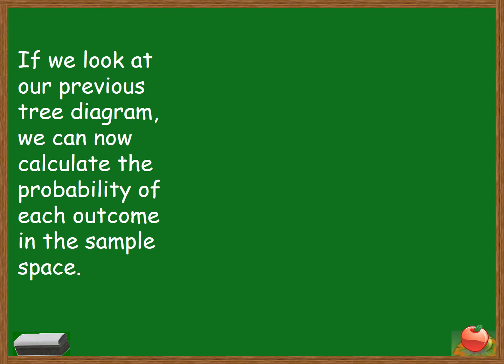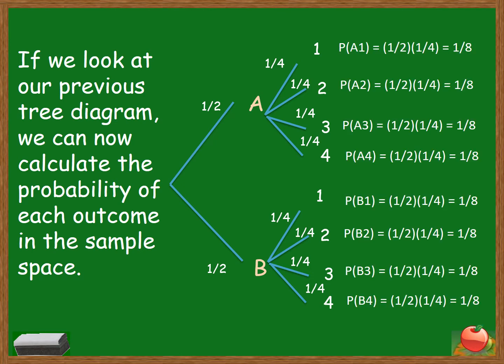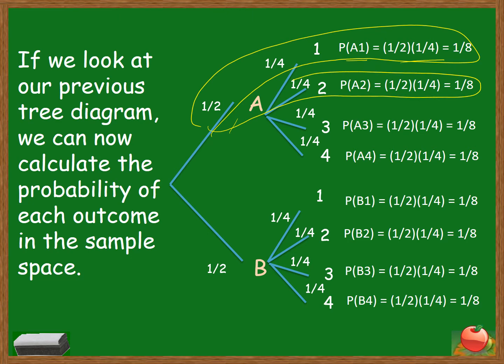So now we have our tree diagram we just drew. So now I can look at the probabilities. Probability of A1, spinning an A, rolling a 1, is 1/2 times 1/4. So I just read along the branch. And then an A and a 2, that's 1/8. And all the way down, these all turn out to be 1/8.